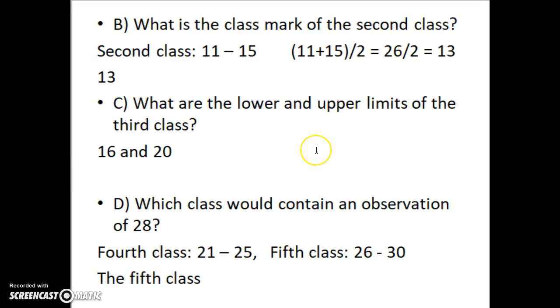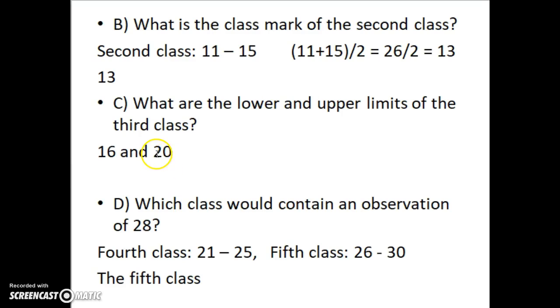What's the class mark of the second class? We do the same thing. If the first class is 6 to 10, the second class should be 11 to 15. You add up the lower limit and the upper limit of the class and divide by 2. 11 plus 15 divided by 2 is going to be 13. What are the lower and upper limits of the third class? If the second class is 11 to 15, the third class is going to be 16 to 20.